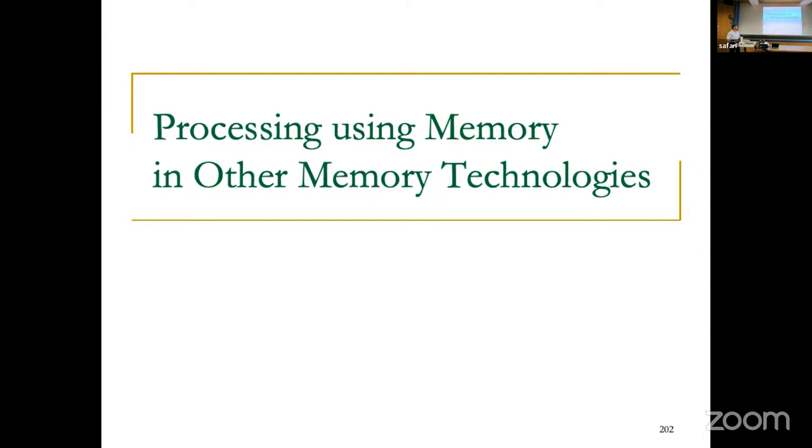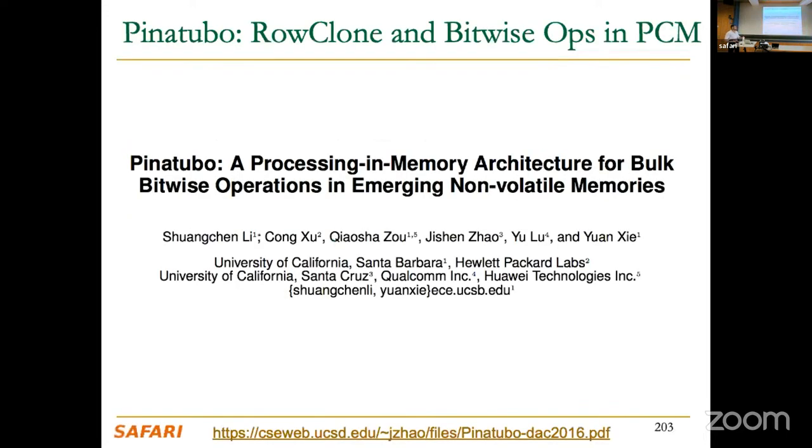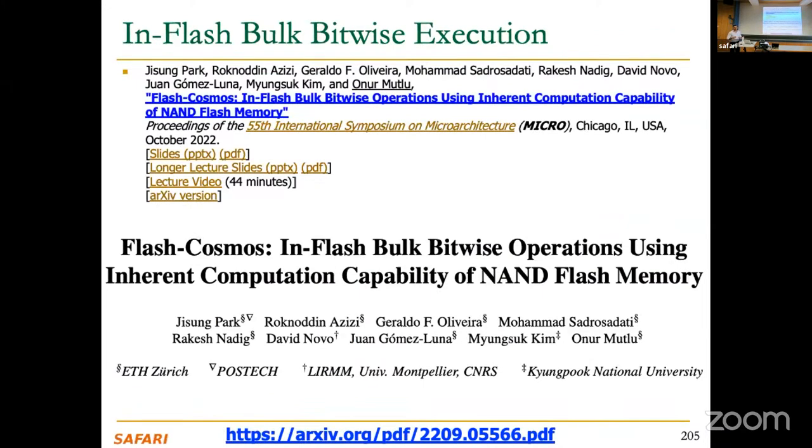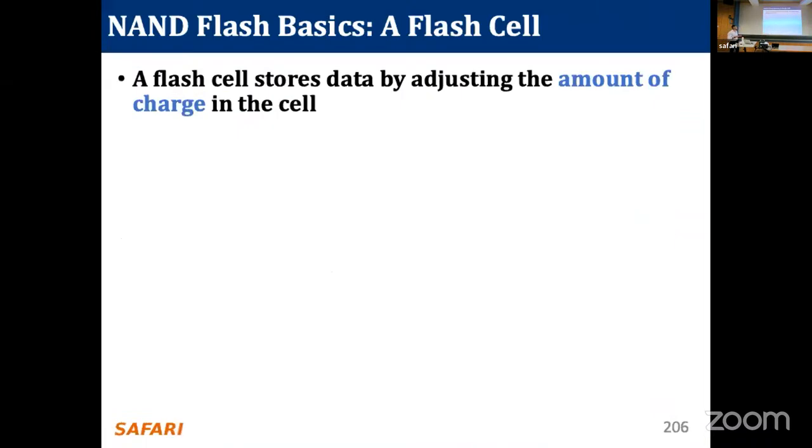Okay, great. So all of this processing using memory that I keep talking about, I talk a lot about doing that in DRAM, but processing using memory is not limited to DRAM. Other memory technologies can also do similar things. For example, this paper here shows how you do bitwise operations using emerging non-volatile memory devices, ReRAM or phase change memory devices. I'm not going to go into details about this one, but I'm going to explain how you can do that using flash, like your SSD device itself. So really briefly, we're going to have a lecture on this, if I'm not mistaken.